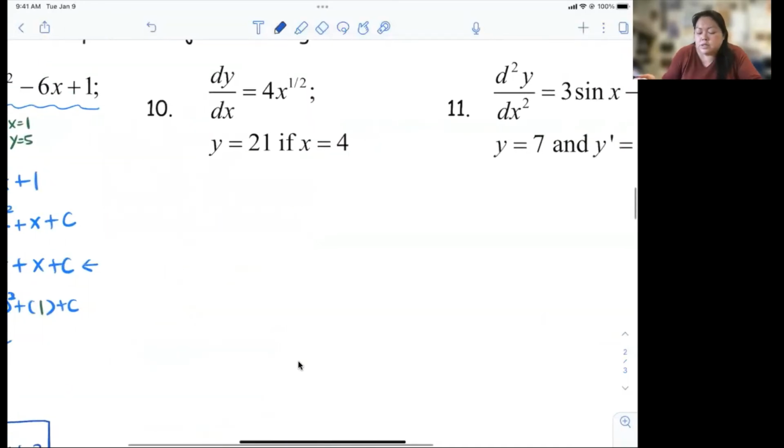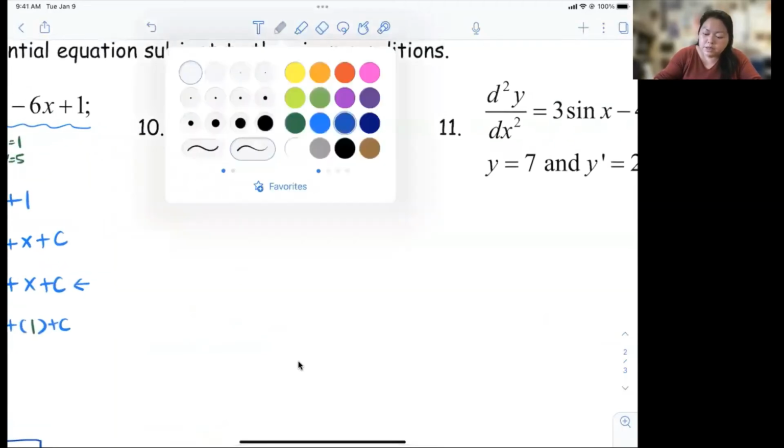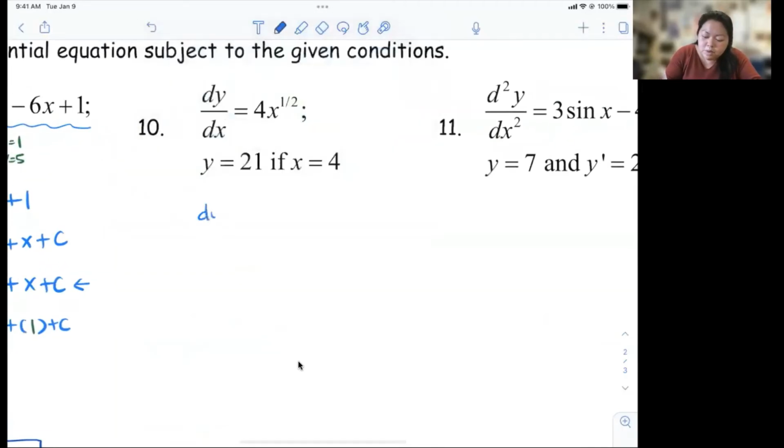All right, what if it's written this way? Well, it's the same idea. So we're going to start off with our problem. dy, remember how separation of variables was a long time ago? So what you want to do is move this dx over. So 4x to the 1/2, and put your dx here, okay?